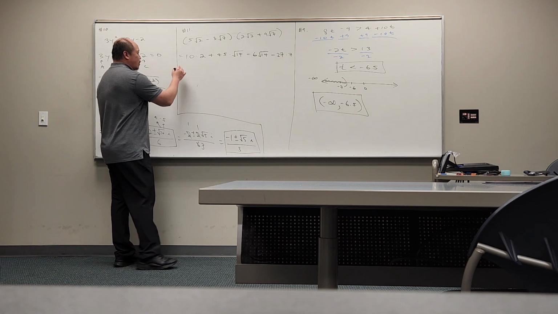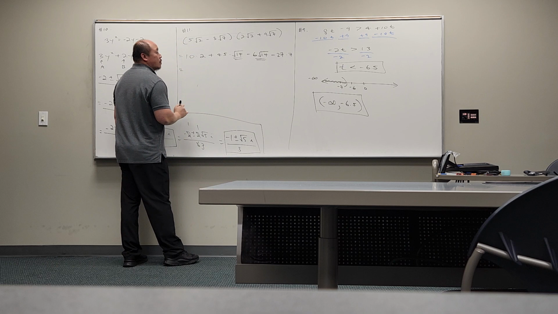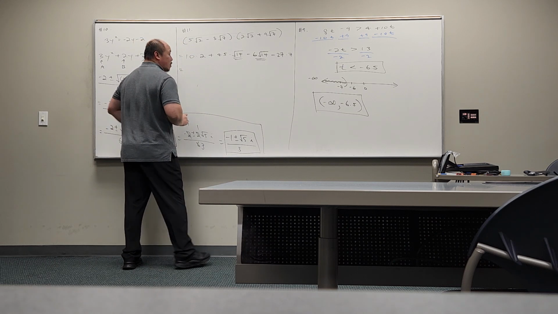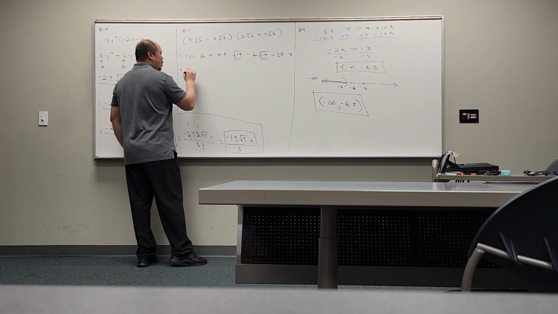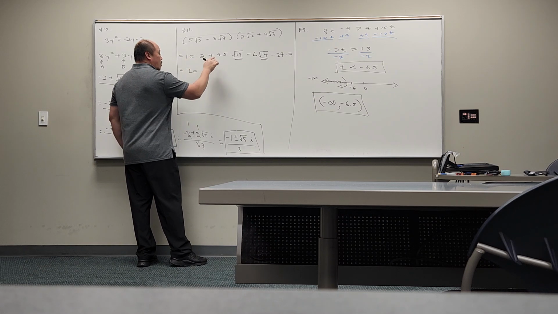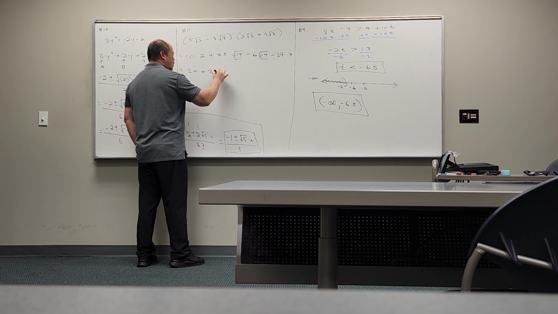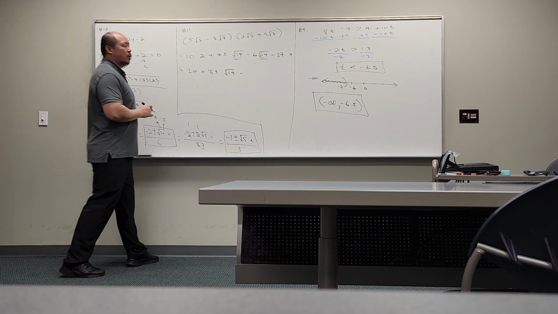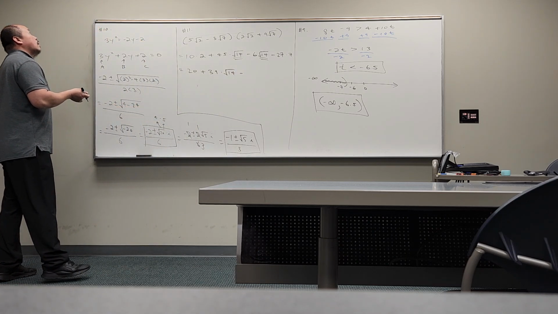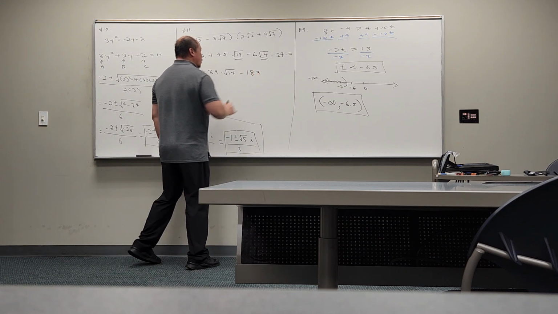And now look, these are like terms. These are like terms. So 10 times 2 is 20. Plus 45 minus 6 is plus 39. And then minus what's 27 times 7? 189.